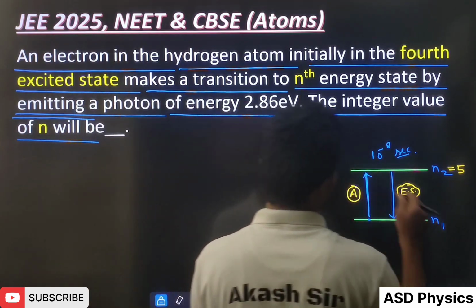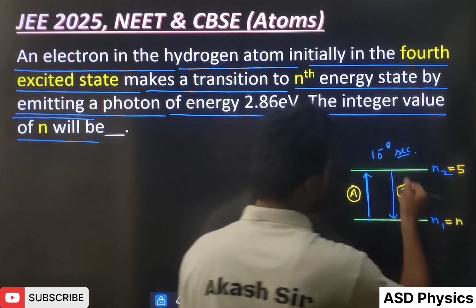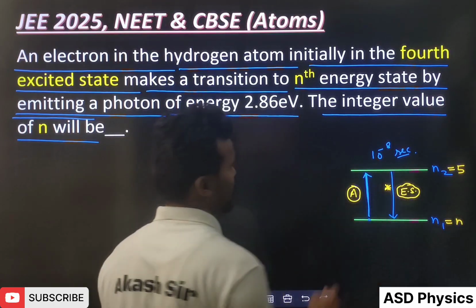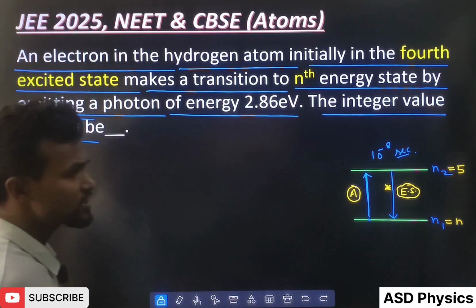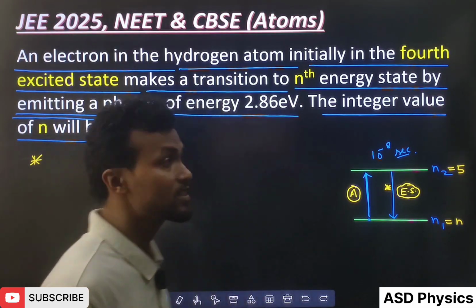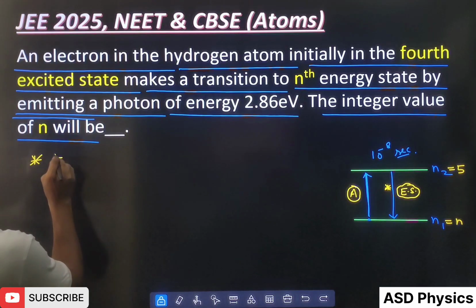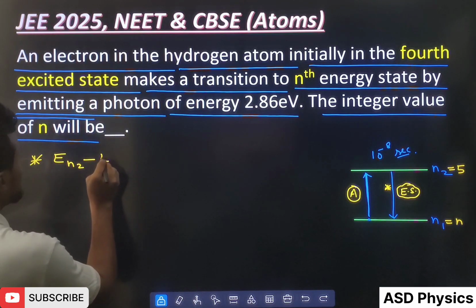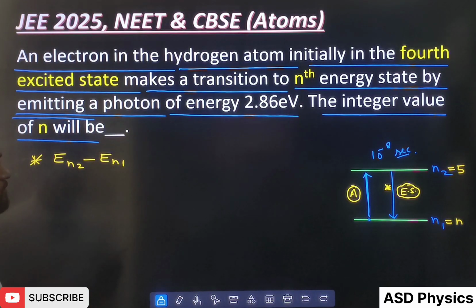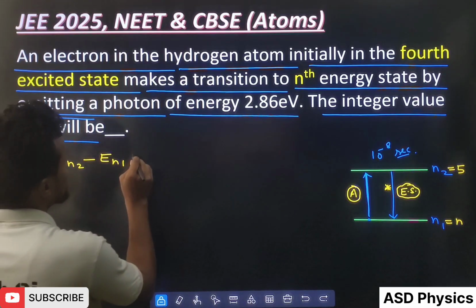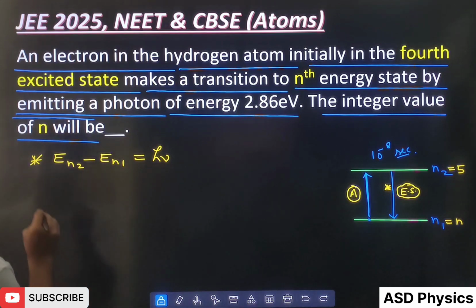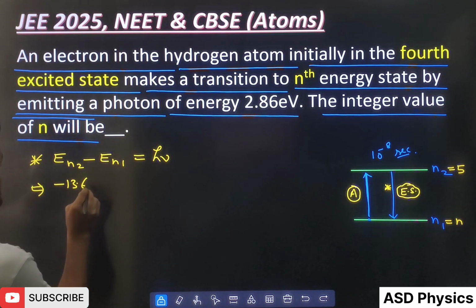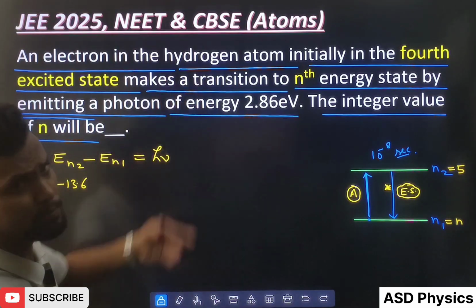And after that it is coming to the nth state. So n1 is n, it is coming back. In this situation we are going to use Bohr's third postulate. There are 3 postulates, but we will use the third. According to that, En2 minus En1, higher energy state minus lower energy state, is always equal to the energy of the photon, h nu. And what is the value of En? Remember, minus 13.6 Z square by n square. Hydrogen means Z equal to 1.